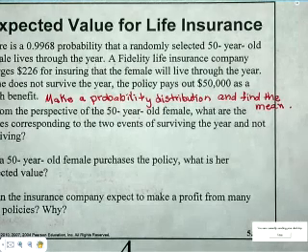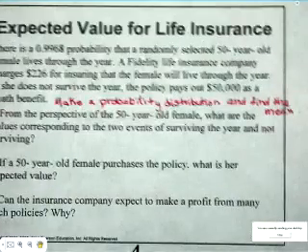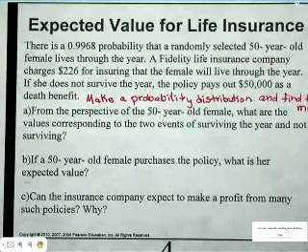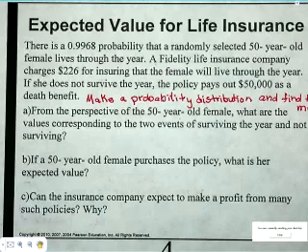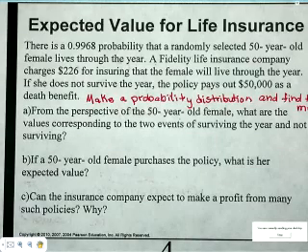All right, let's see what this problem is about. There is a 0.9968 probability that a randomly selected 50-year-old female lives throughout the year. That makes me really happy because I turned 49 last week. If I make it to one more birthday, there's a 99.68% chance that I'm going to make it. If I make it to 50, I'm probably going to make it to 51. Not 100% sure, but probably.